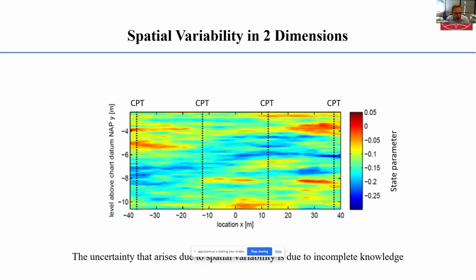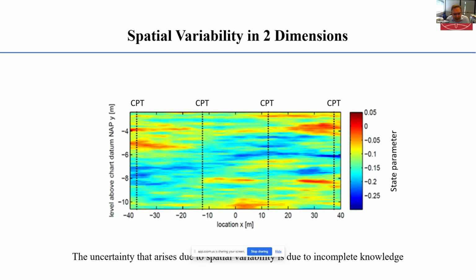The red zones are areas of sand which are in a particular loose state. The blue zones are for material that is in quite a dense state. The spatial variability at the locations of the CPTs is known from the CPT data. But of course, what we're not so sure about is what the spatial variability is between the CPTs. And so we have to make use of numerical modeling to predict the spatial variability between the CPT locations. And so that leads to some degree of uncertainty.